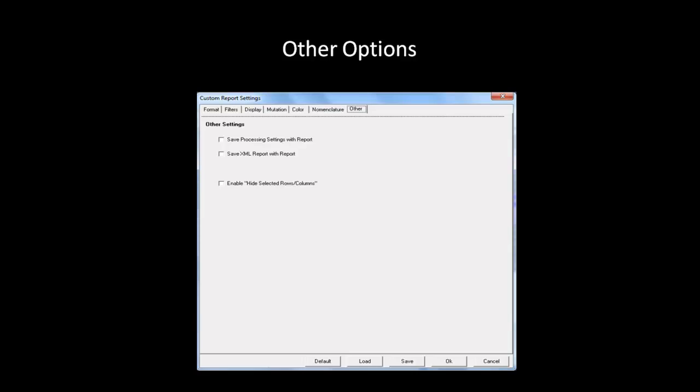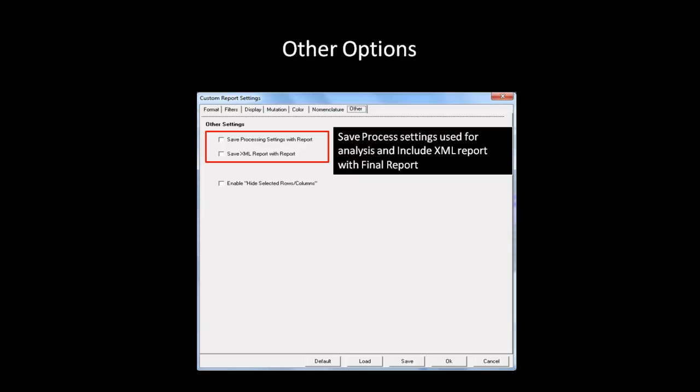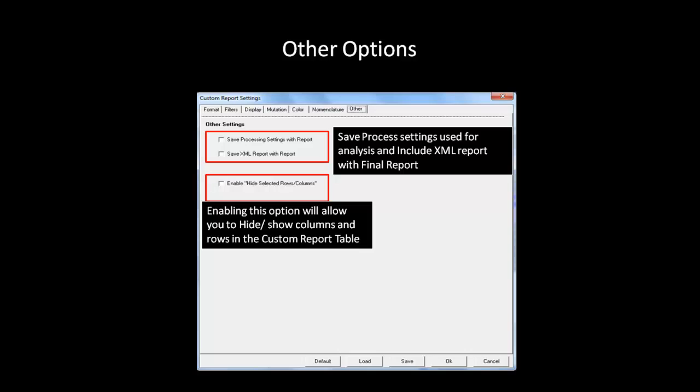The Others tab has a couple of options for saving certain settings. These options will allow you to save the process setting that was used for the analysis as well as an XML report. You can also hide selected rows or columns by selecting this option. After you are done customizing the report, all the settings can be saved as an IAI file and can be loaded into future custom reports if needed.